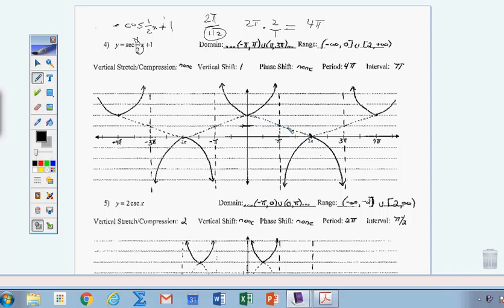So I drew in my dotted line. Now I go over pi, over another pi, and up 1. After I draw in my new midline right here, any point where that cosine graph crosses that midline is where I know my asymptotes are. So you can see my asymptotes are at pi and at 3 pi. And if I drew out my midline further, it would be at negative pi and negative 3 pi.